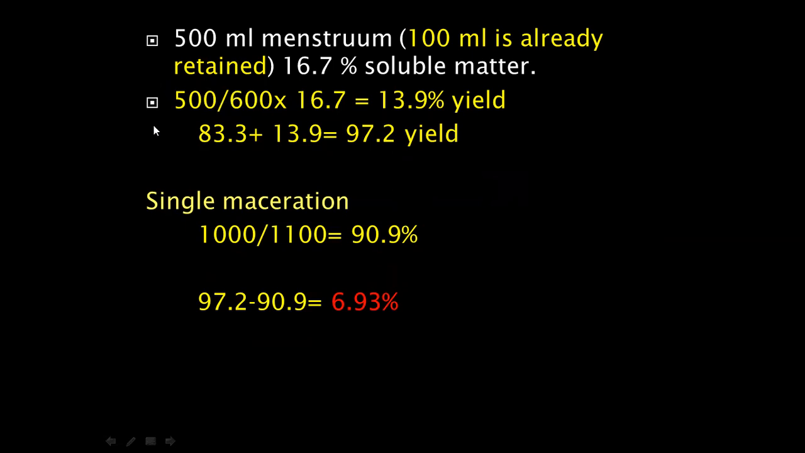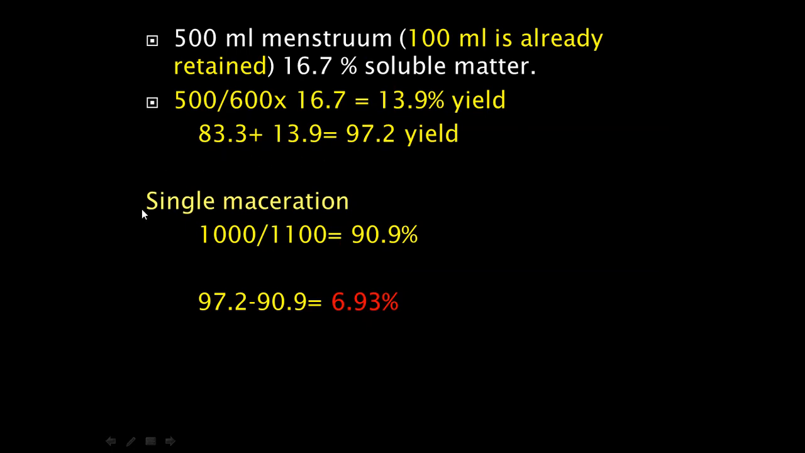And the volume of liquid after a maceration period of 12 or 24 hours, I will be getting back is 500 ml. So I already extracted around 83.3% in the first maceration. Now the remaining active constituent present is only 16.7. So 500 divided by 600 into 16.7, I can extract around 13.9 percent of active constituent during my second maceration. Now put together the 83.3 plus 13.9 percent. So here I am able to extract around 97.2 percent of the active constituent.